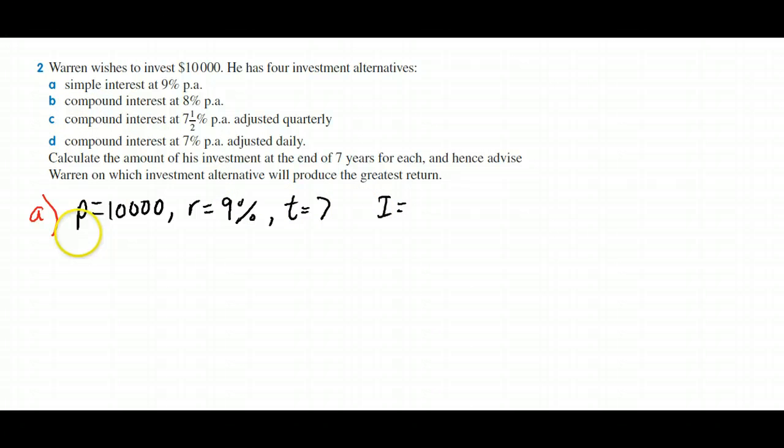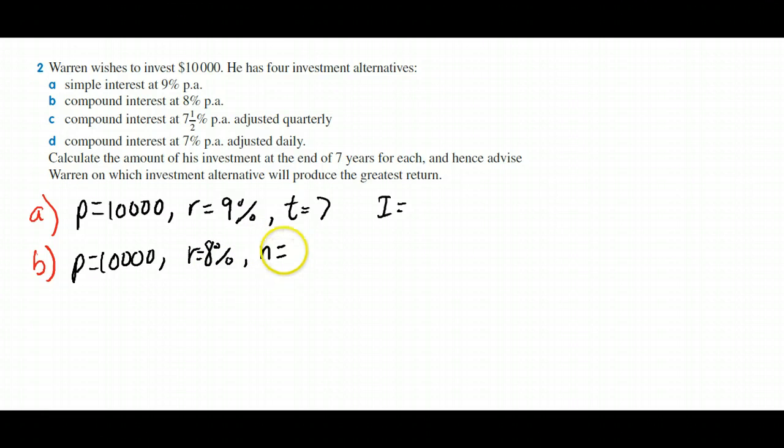In B, let's find the important information there. So it's compound interest this time, and P is still 10,000. It's going to be 10,000 for all of them. The rate is now 8%, and we need to know the number of compounding periods for this one. So over 7 years, and it's compounded per annum, so there's going to be 7 compounding periods.